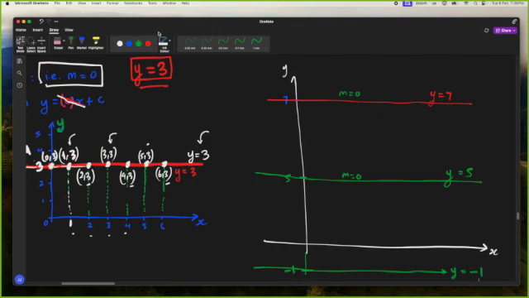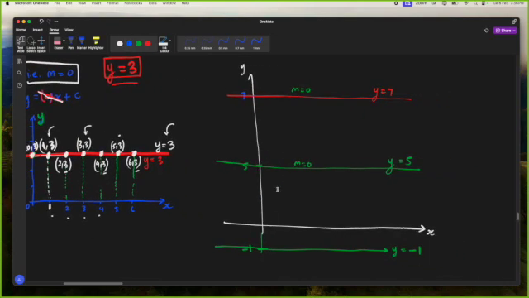But what about the x-axis? This is important. The x-axis is a horizontal line cutting at the point y is 0. So the equation of the x-axis is the line y is equal to 0.